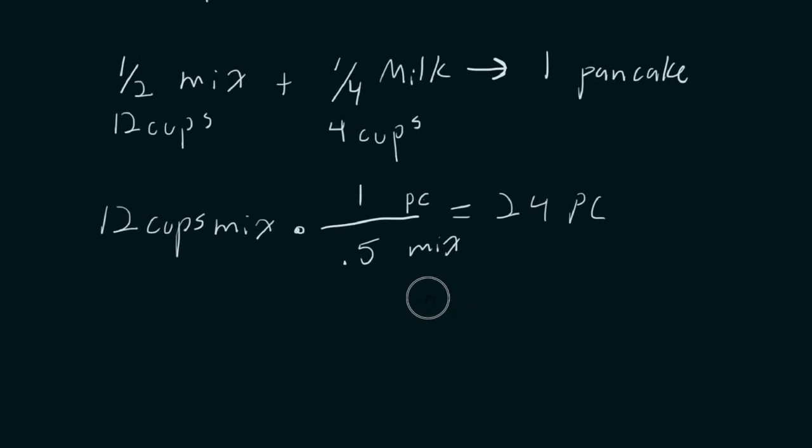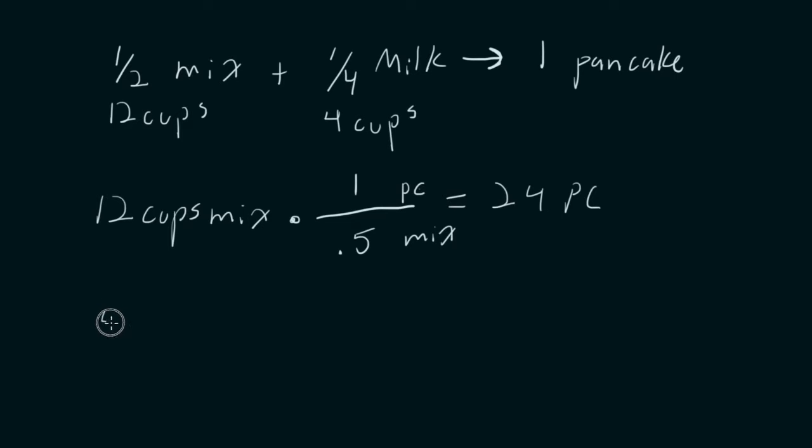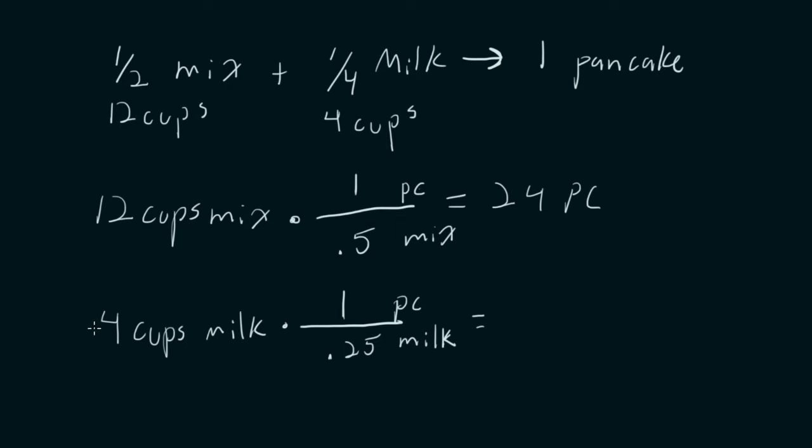Feeling hungry. How about the milk? Well, I've got 4 cups of milk. How many pancakes can I make with that? I go from milk to pancakes. Well, for every 1 pancake, I'm going to use 0.25 cups of milk. How many is that going to be? Well, that's going to be 16 pancakes. 4 divided by 0.25 is 16. Oh my gosh, I cannot spell today. Pancakes. So I can make 16 pancakes with that much milk.